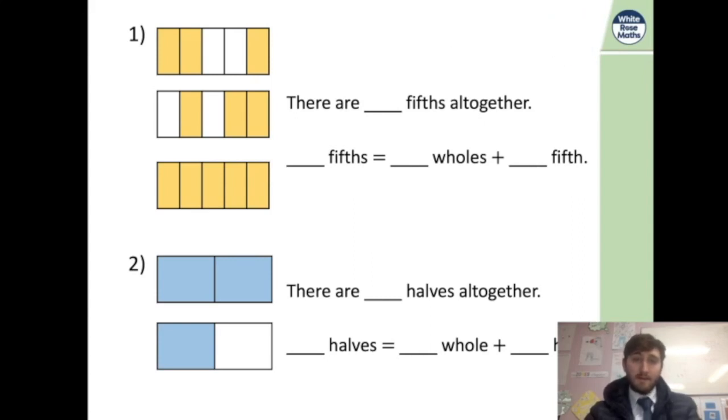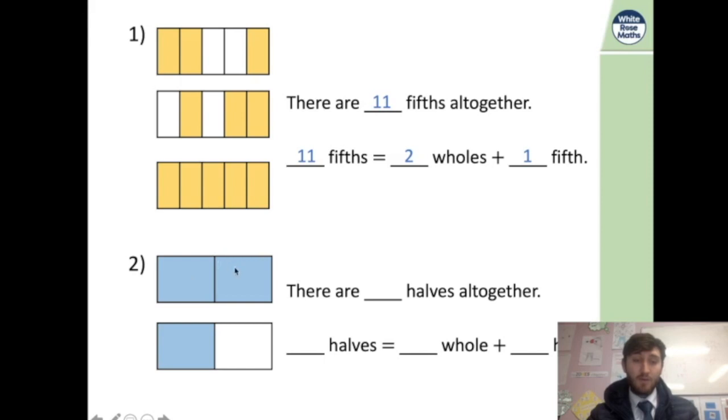Okay then. So let's see, we've got 5, we've got 3, which is 8, and then we've got another 3, which is 11. We've got 11 shaded in altogether, so therefore I've got 11 fifths altogether. If I'm counting up in my fives, I know that 5 fifths is 1 whole, and I've got 11, so if I count up 5, 10, I've got 2 wholes, and then I've got 1 left over because I need to get to 11, so 1 fifth is left. So 11 fifths equals 2 wholes and 1 fifth.